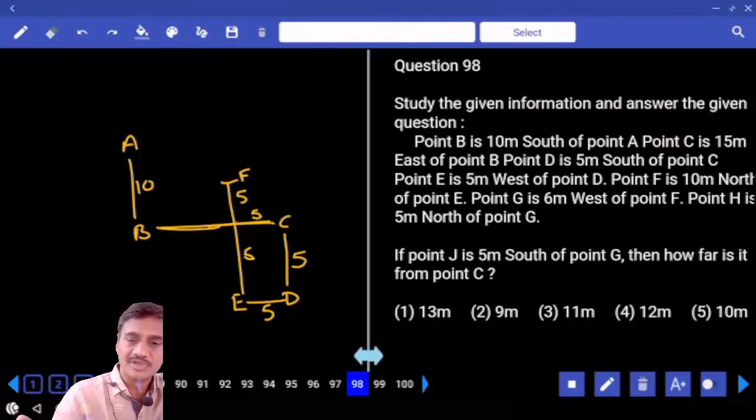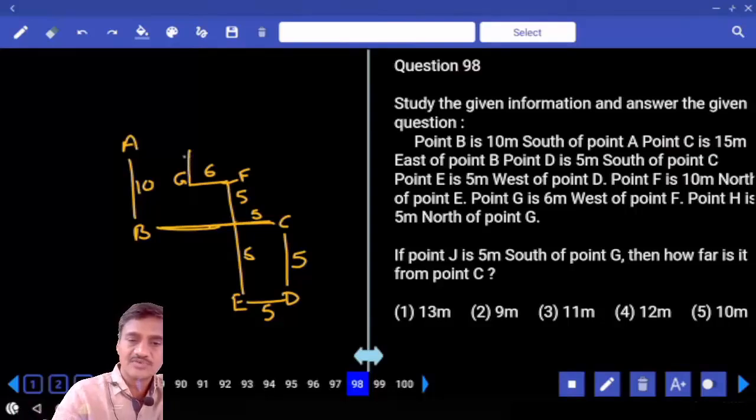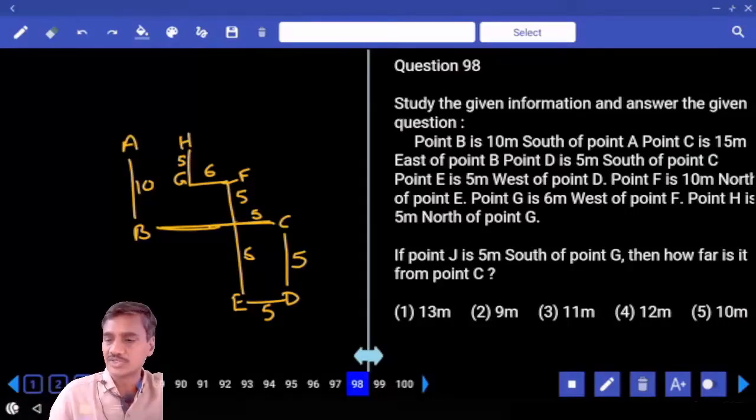10. Here, G is what distance? 6 meters to the west. And G is 6 meters. H is 5 meters to the north of G. Next from G, again 5 meters. A and H must be in the horizontal straight line.